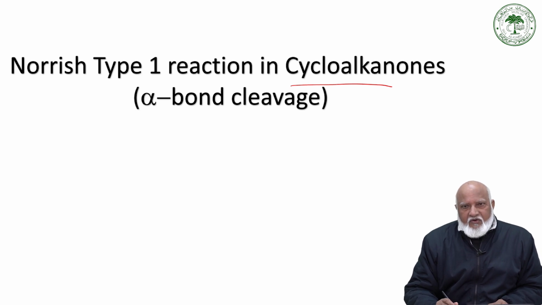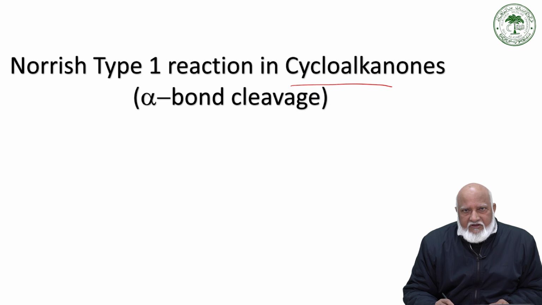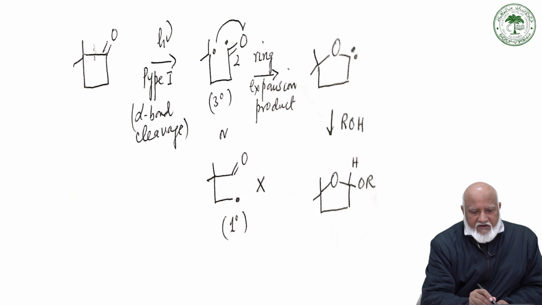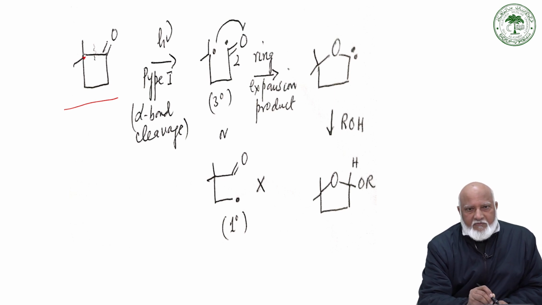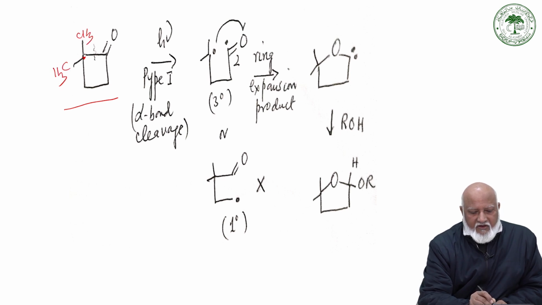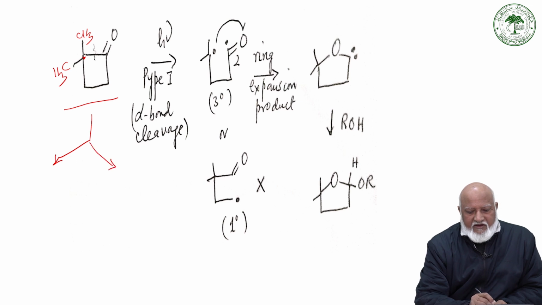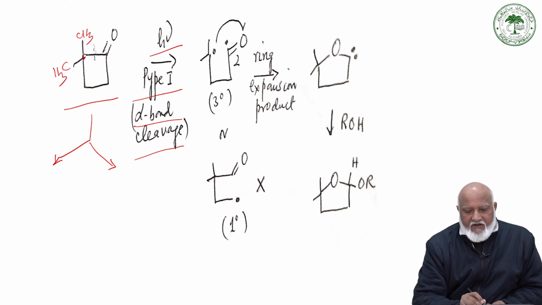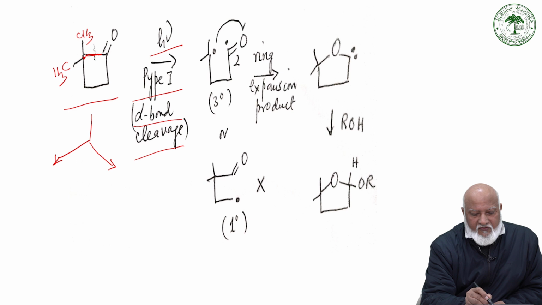Now we are looking at a few more examples of type 1 reaction in alicyclic ketones. This is once again cyclobutanone, but here one of the alpha carbons is substituted with dimethyl groups. In the presence of light, this undergoes type 1 reaction, which is nothing but alpha bond cleavage. So there are two alpha bonds. This is also an alpha bond, this is also an alpha bond.